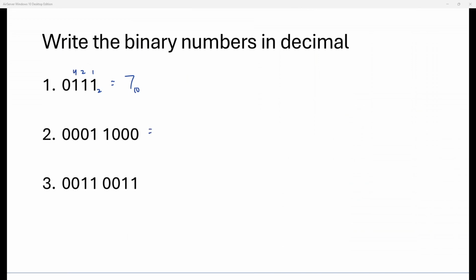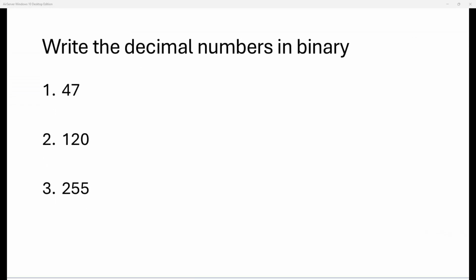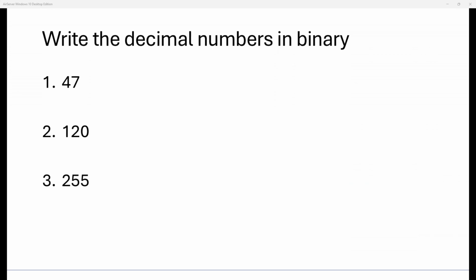This one, remember the 8s column here, and we have a 16s column there. So we have 1 16 and 1 8, which is 24. We have a 32, a 16, which is 48, plus a 2, which is 50, plus another 1, which is 51.